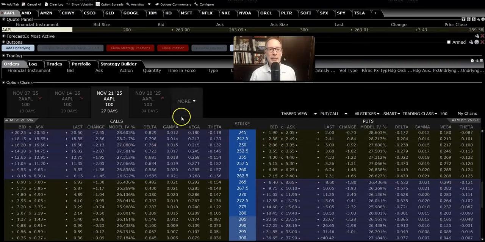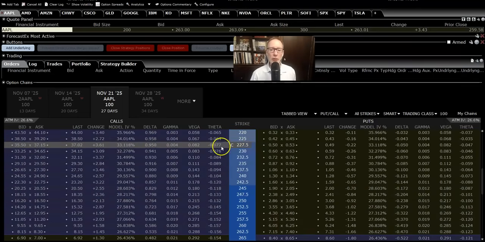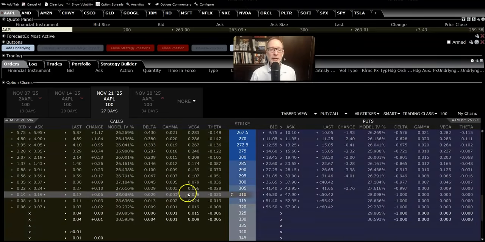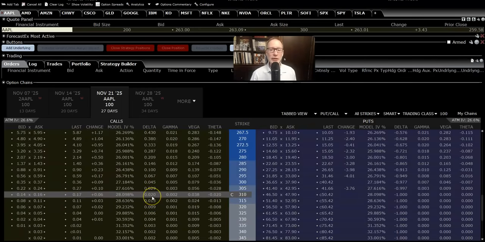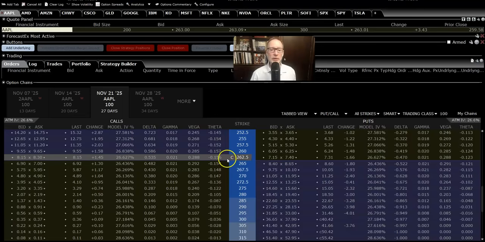In your option chain, here's what I have: delta, gamma, vega, theta. The most important to me is delta. Here's the delta column, and here's the theta column. Deltas range from 0 to 100%. So here we go. The lower strike calls have a higher delta. As you go more at the money or out of the money, the deltas get really small. You can see these 310 calls have a 2 delta, or 2%, whereas the at the money 265 calls have about a 53.5% delta.